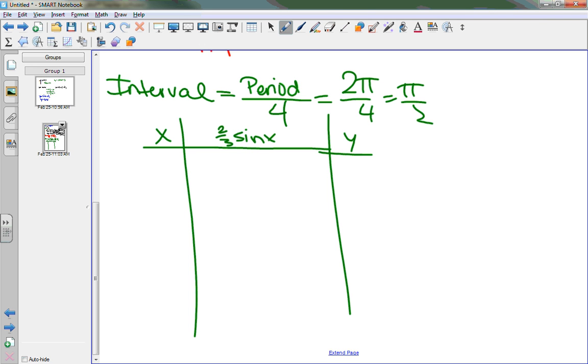Now I'm going to take my xy table, and I'm going to plug and chug. What's my starting point always? 0. And what am I adding to it every time? Pi over 2, because that's your interval. So 0 plus pi over 2 is pi over 2. What's pi over 2 plus pi over 2? Pi. What's pi plus pi over 2? 3 pi over 2. And 3 pi over 2 plus pi over 2 gives me 2 pi.